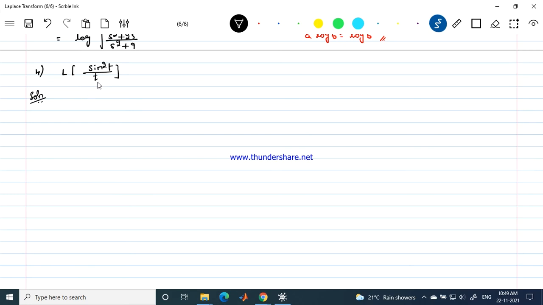In this problem, once again we have L of f of t by t. So it is integration s to infinity L of sine square t ds. That's equal to integration s to infinity. To find the Laplace, I need to write sine square t as (1 minus cos 2t) by 2. 1 by 2 is a constant that can be taken outside. So it is 1 by 2 integration s to infinity.